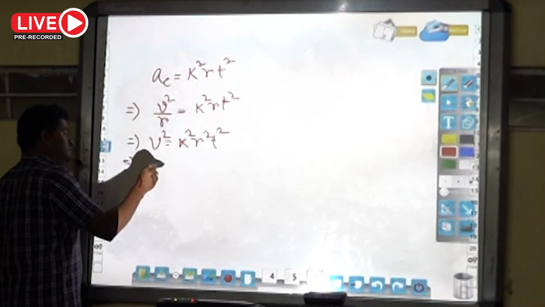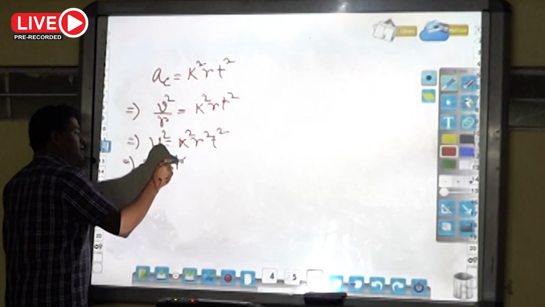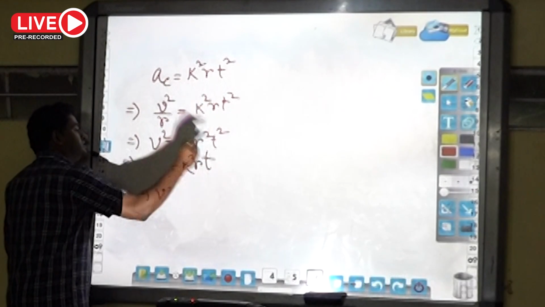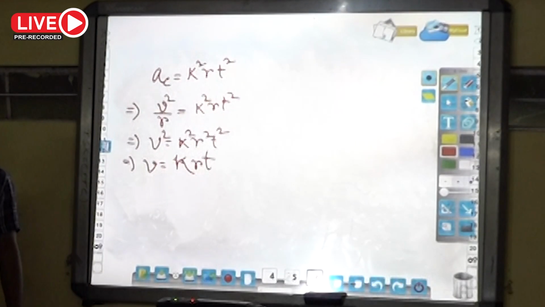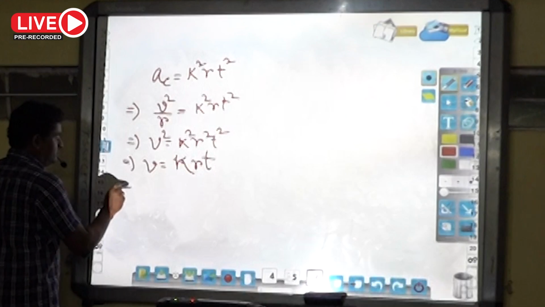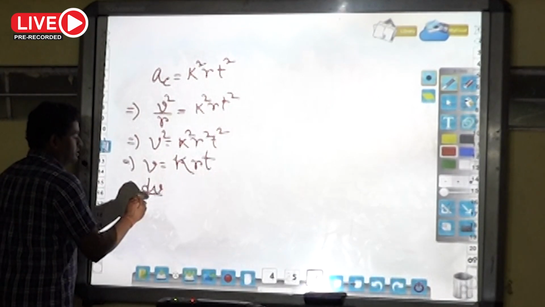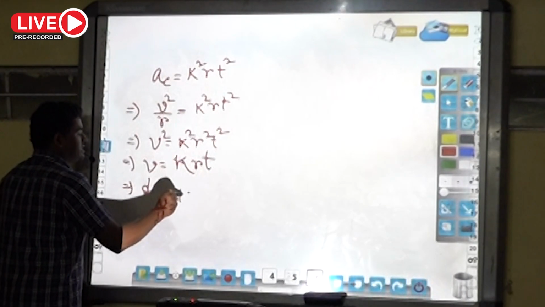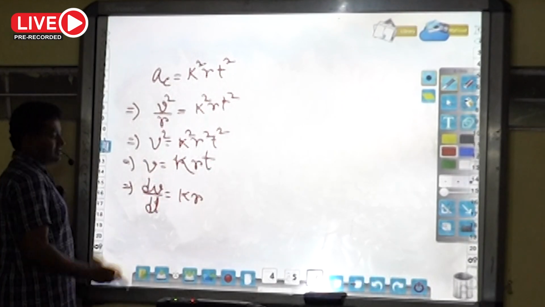So what is v? v equals k r t. Is the velocity vector's magnitude constant? No, so speed is not constant, it is a function of time. So it is variable speed, non-uniform circular motion, so there must be some tangential acceleration. Because now I calculate dv/dt. dv/dt will give you tangential acceleration as k r.